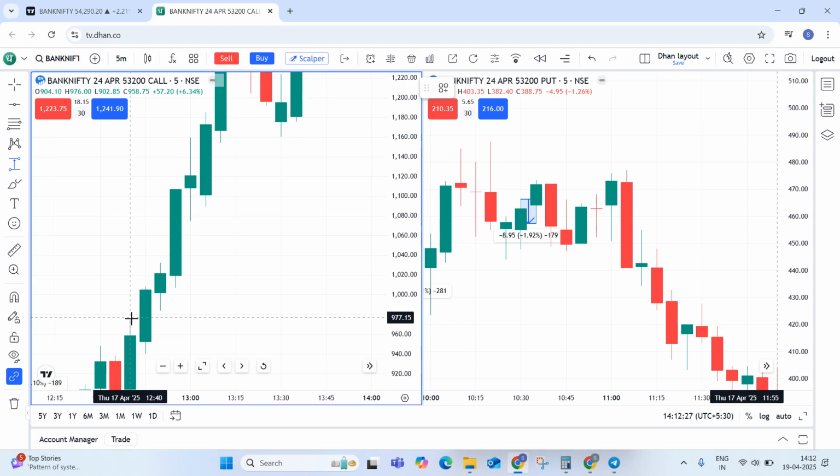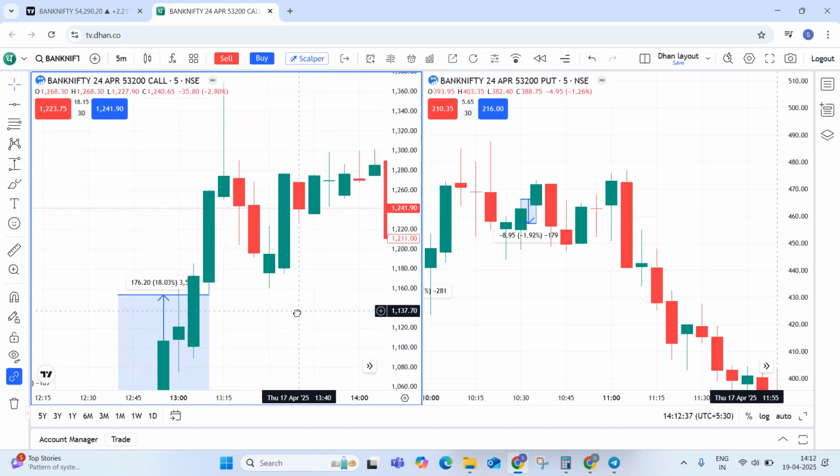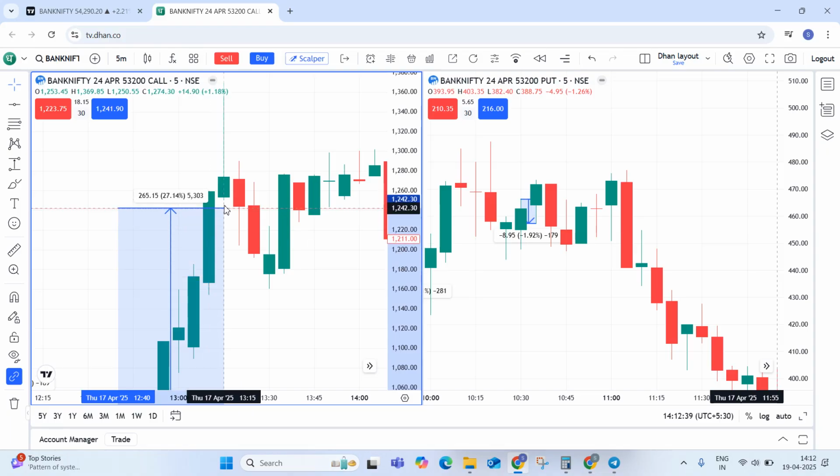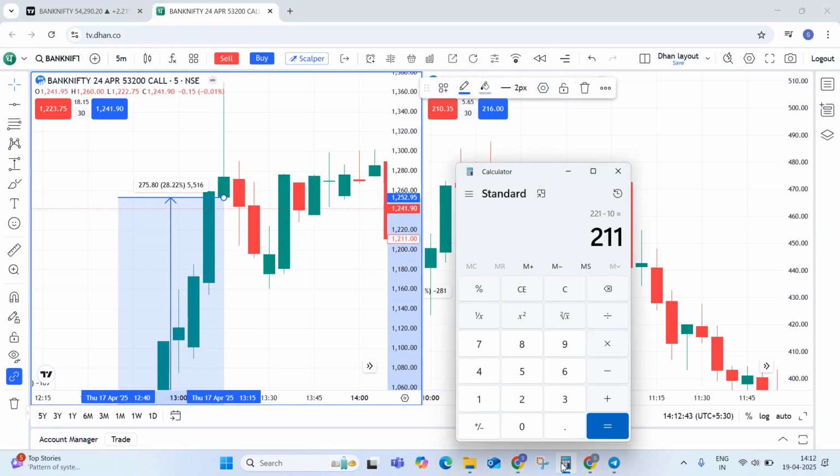See here, at 977 I entered. Initially my stop loss will be 25 to 30 points, so I will trail it. Trail. Okay, trail. So in this call option I got nearly 275. Okay, as of now I have got nearly 486 rupees, friends.